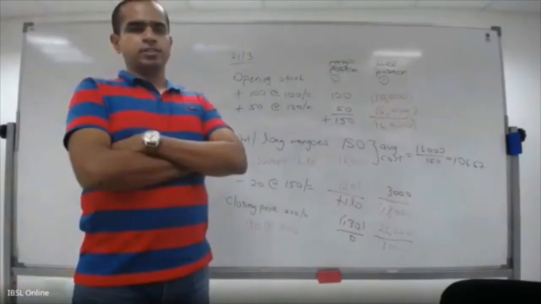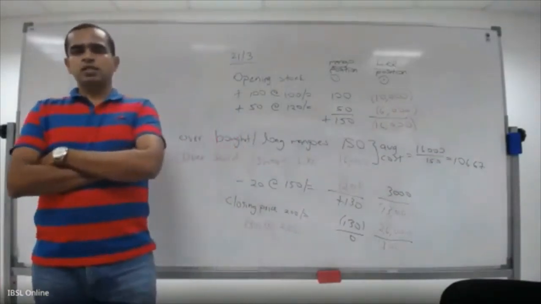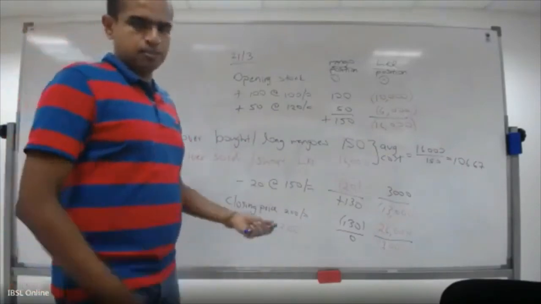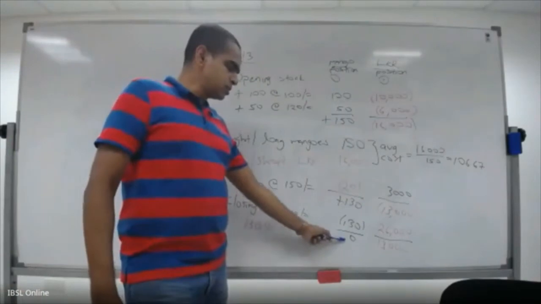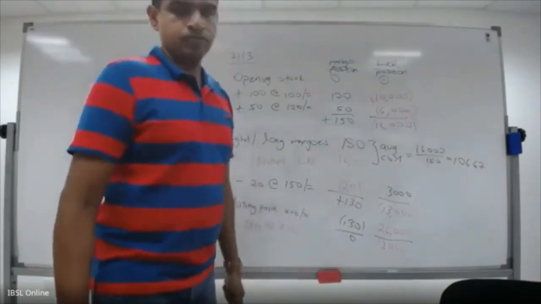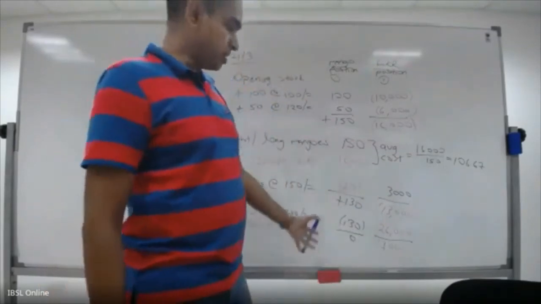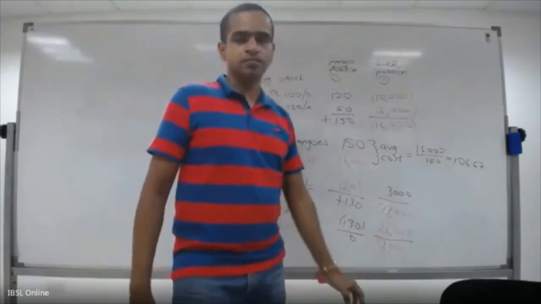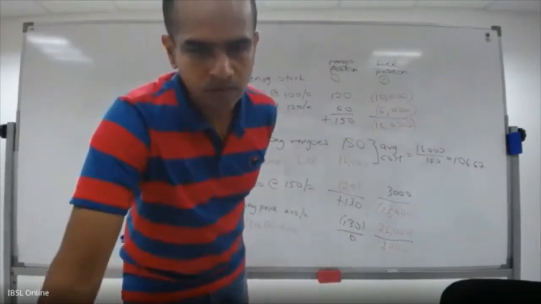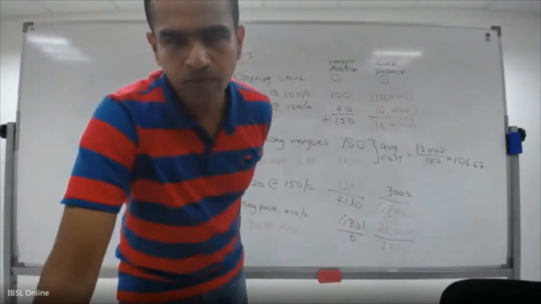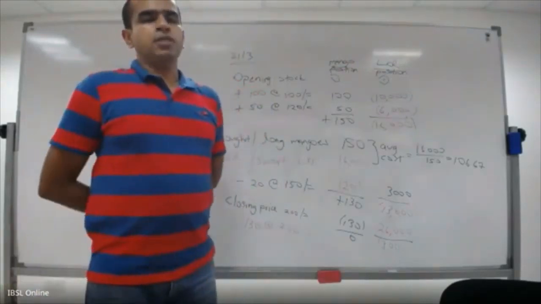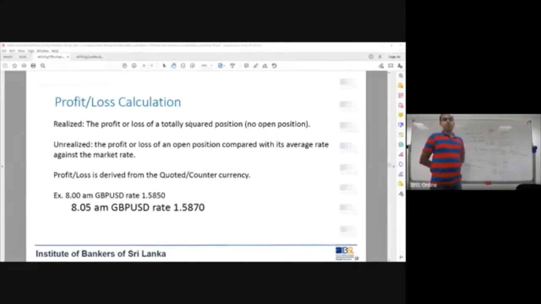And how do you calculate profit or losses? Realized profit is the profit or loss of a totally squared position. Now, if you look at this, when the position is 0, it's called squared. And when the position is 0, the counter currency amount that is left gives you the profit in counter currency. Unrealized profit is the profit or loss of an open position compared with its average rate against market rate. Right. The profit or loss is derived from the quoted counter currency.